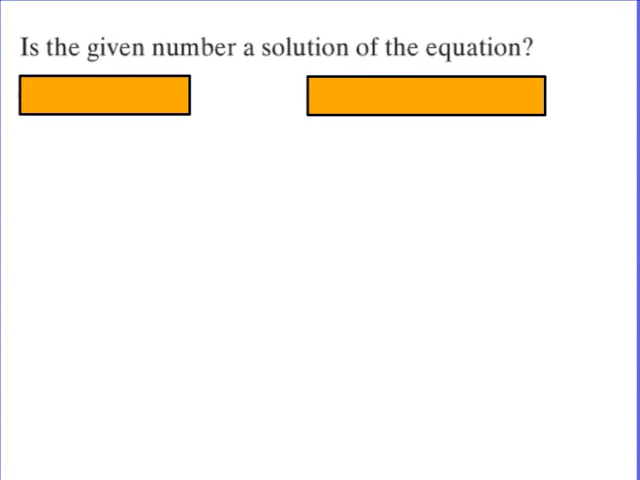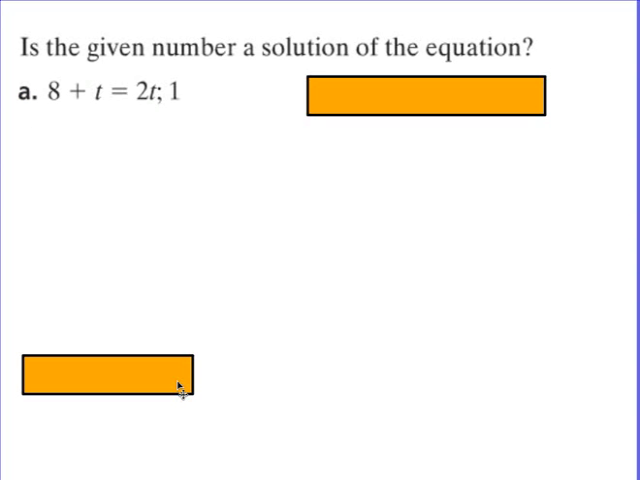Now we're going to check to see if a number is a solution to an equation, which means does it make the equation true. Let's look at A. A says that 8 plus t equals 2t. This part right here says that t is going to equal 1. I replace each of the t's with the number 1 and see if it's true.